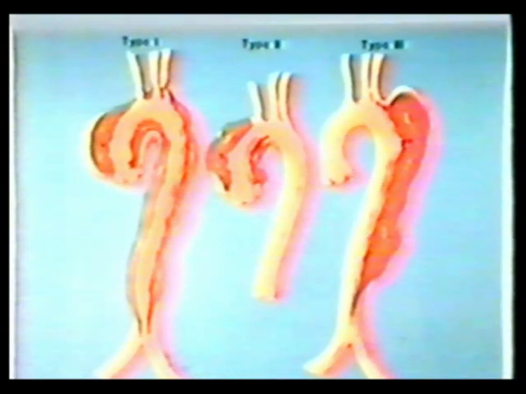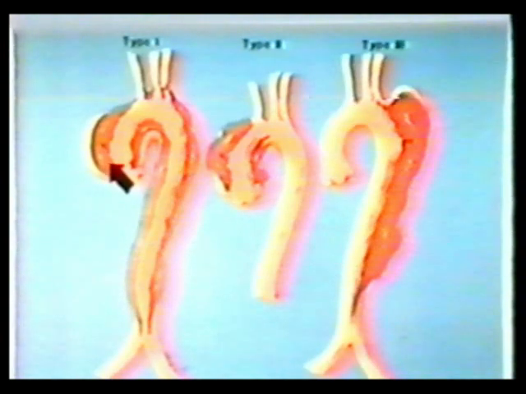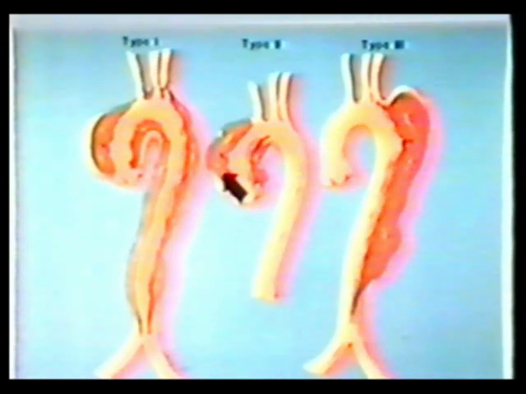With type 1 dissections, the tear begins in the ascending aorta and extends into the arch and often beyond. The flap is limited to the ascending aorta with type 2 dissections. Both of these, which begin in the ascending aorta, are also referred to as proximal or type A dissections. Type 3 dissections begin beyond the left subclavian artery and therefore involve the descending aorta. These are also referred to as distal or type B dissections.